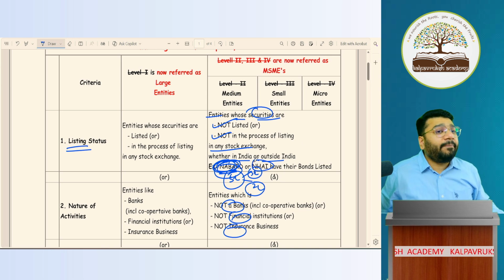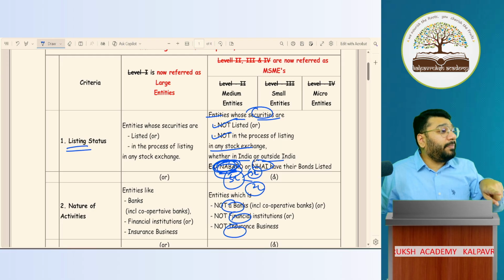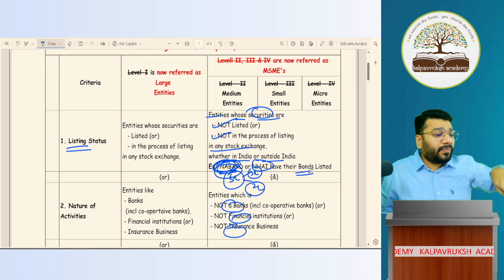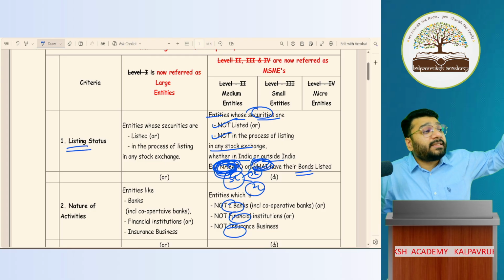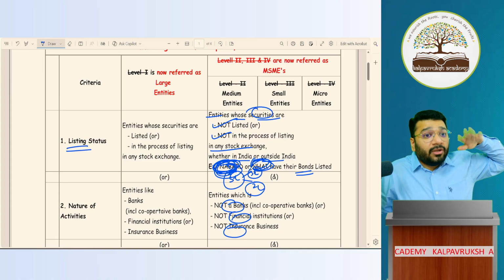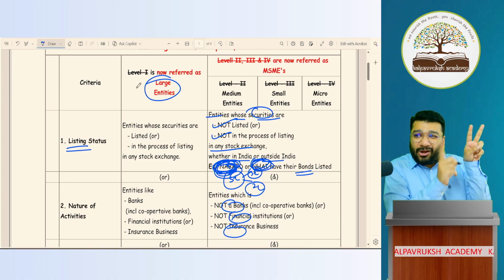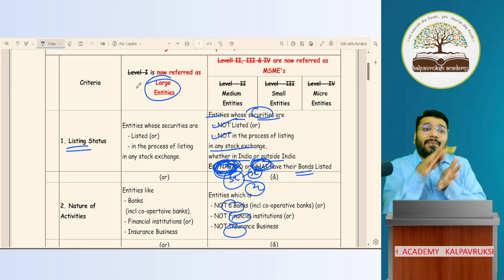Likewise, NHAI, the National Highways Authority of India, also has its bonds listed on the stock exchange. Is NHAI a corporate? No, it is a non-corporate. So can we call NABARD and NHAI large entities or MSMEs? Can I call them MSME? No, they automatically become large entities. NABARD and NHAI are non-corporates, not companies. So in non-corporates, either you are a large entity or an MSME.